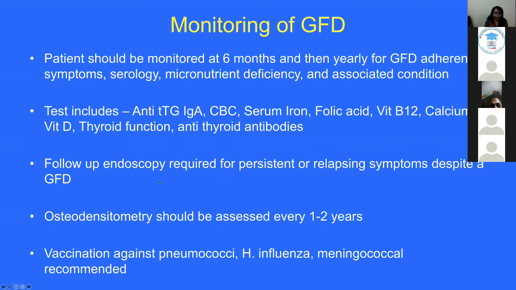diet. We can get a follow-up endoscopy if the patient is not responding or has persistent symptoms despite a gluten-free diet. Bone densitometry should be assessed every 1 or 2 years. Vaccination against pneumococcus, H influenzae or meningococcus is recommended, because, as I have already told, patients with celiac disease are at higher risk for septicemia and some of these infections. So as preventive measures, they should be vaccinated for pneumococci, H influenzae and meningococci.